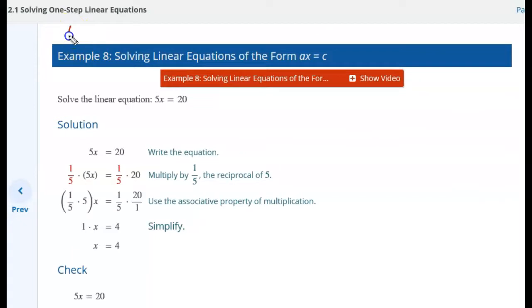So again, you're going to write example 8. Copy this down, 5x equals 20, and we're just going to divide by 5, the numerical coefficient, and we get x equals 4.